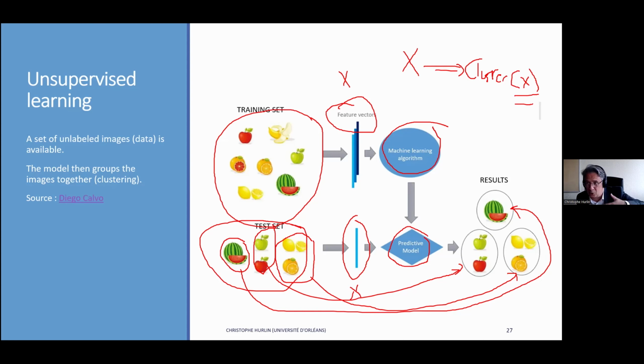Give me your age, your salary, etc., and I will give you the cluster that you belong to. This is the idea of unsupervised learning for clustering. Dimensionality reduction is about the same idea. Do you have any question about that?